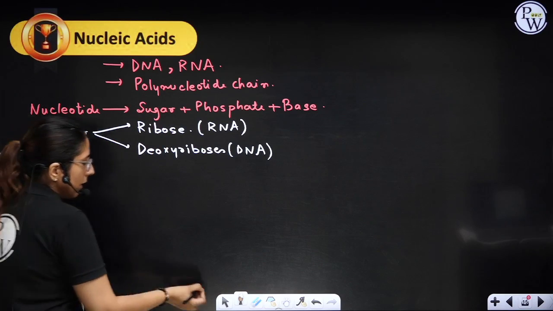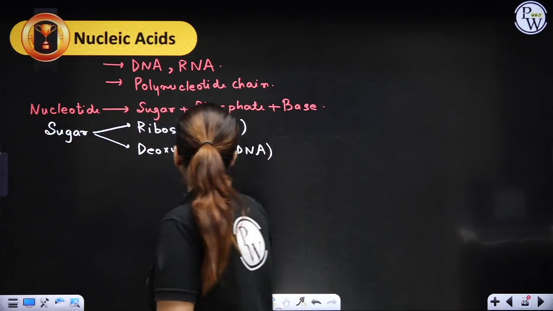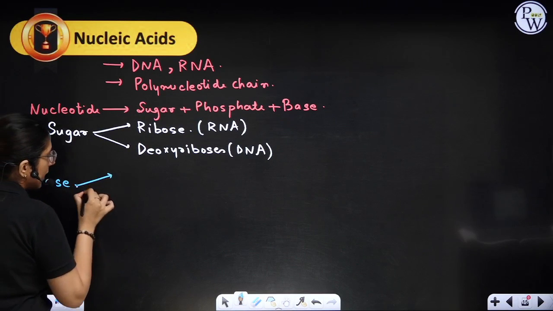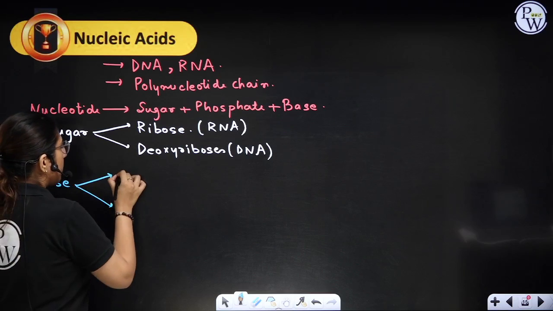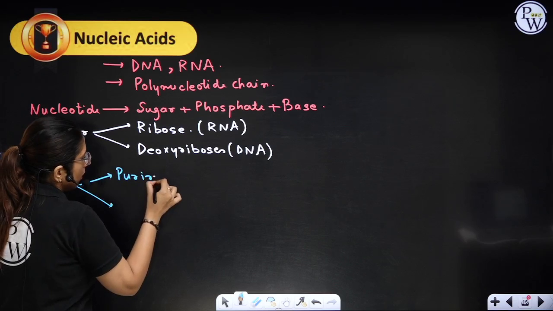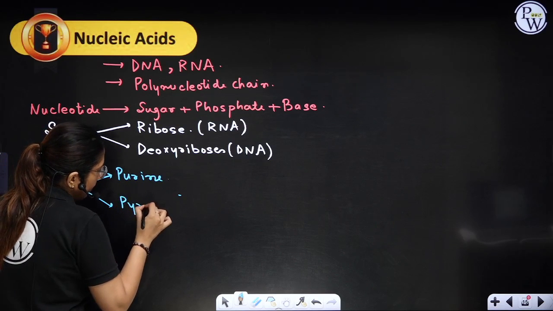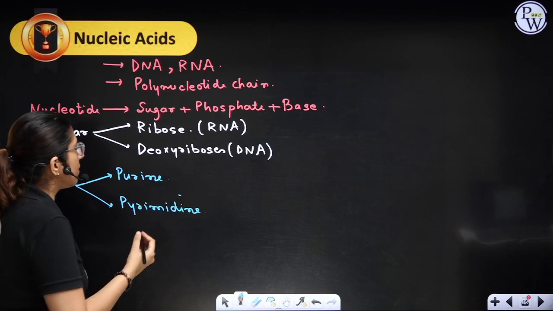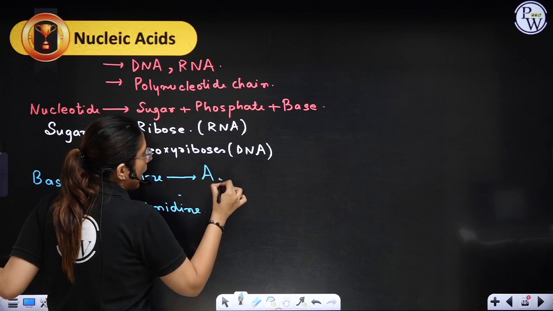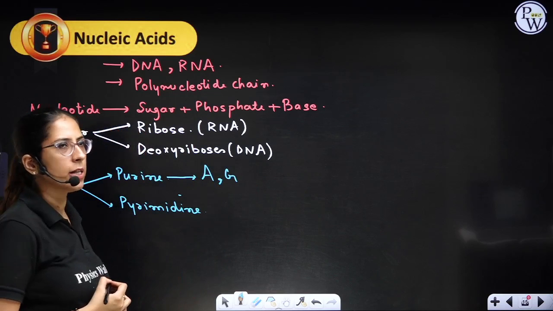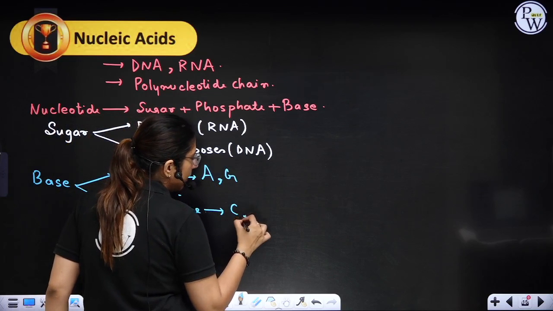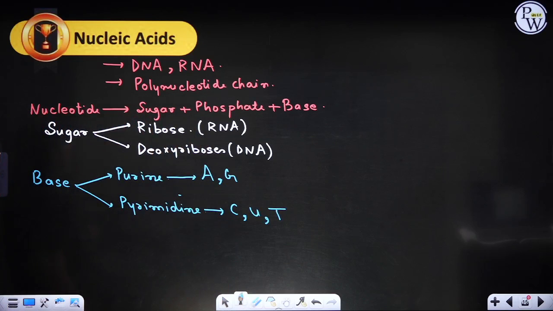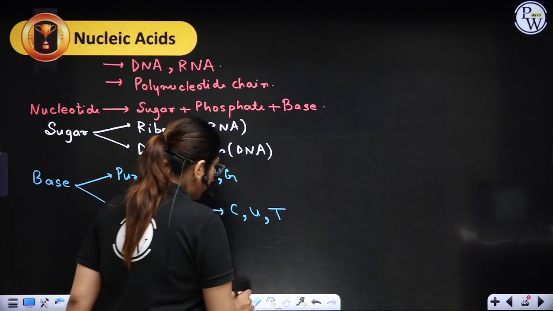Now, let's talk about the base. Bases we classify into two different categories. For example, we have purines and second we have pyrimidines. So purines, they are what? A and G, adenine and guanine, they are the purines. Whereas when we talk about C, U and T, clear? That is your cytosine, uracil and thymine. They are the pyrimidines.